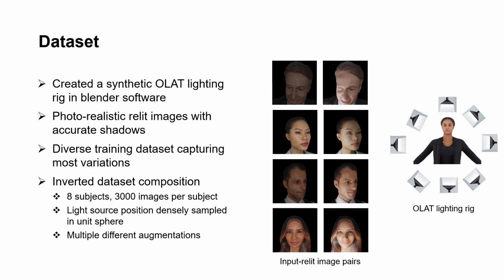We use multiple augmentations such as varying the ambient light intensity, the relative orientations of the 3D model with respect to the camera, or even the position of the 3D model with respect to the camera. Some of the variations are shown in the slide here. Although the training dataset was just 21,000 images, it is a rich and diverse dataset that captured most of the variations encountered in face relighting.